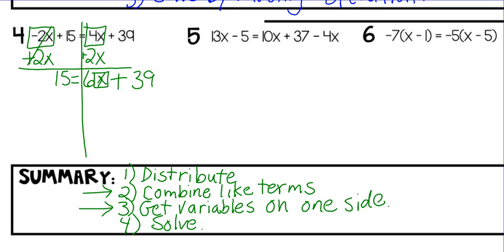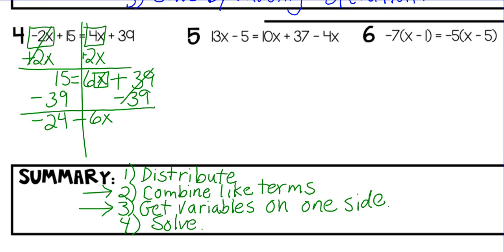He has the spirit. Okay, all right, so we're going to subtract. Look over here on the right side with the 39. We're going to subtract 39 from both sides. This cancels out. We bring down our 6x. 15 minus 39 is negative what? 24.